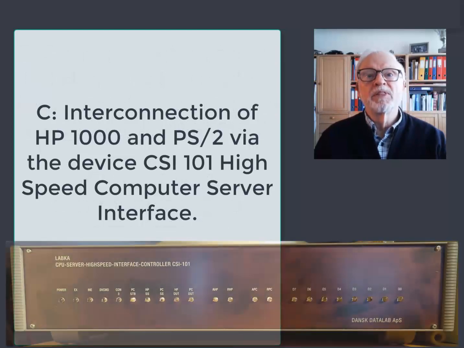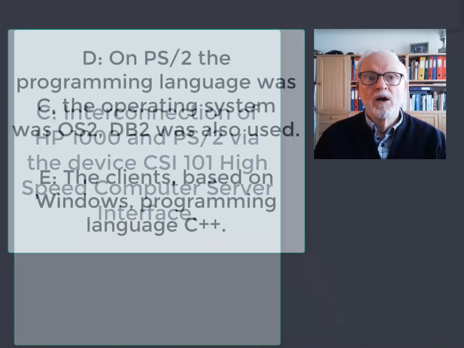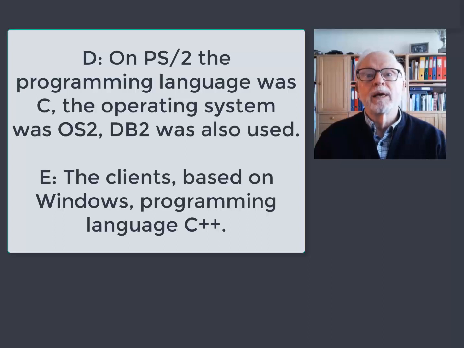C. Interconnection of the HP 1000 and the PS2 via the device CSI 101 high-speed computer server interface. D. On the PS2, the programming language was C. The operating system was OS2. DB2 was also used. E. The client was based on Windows, programming language C++.